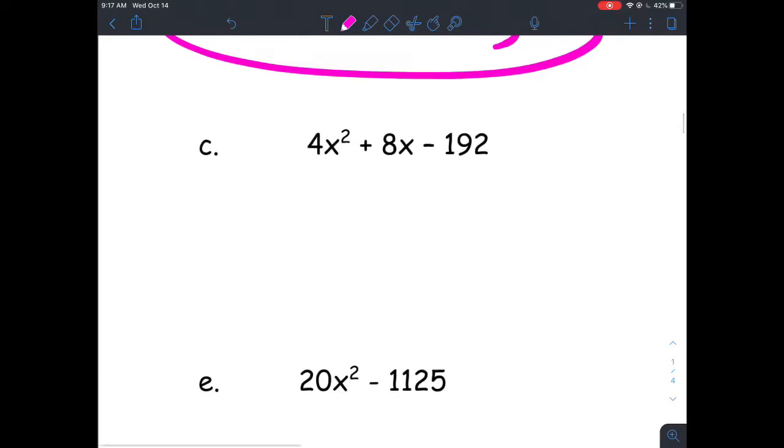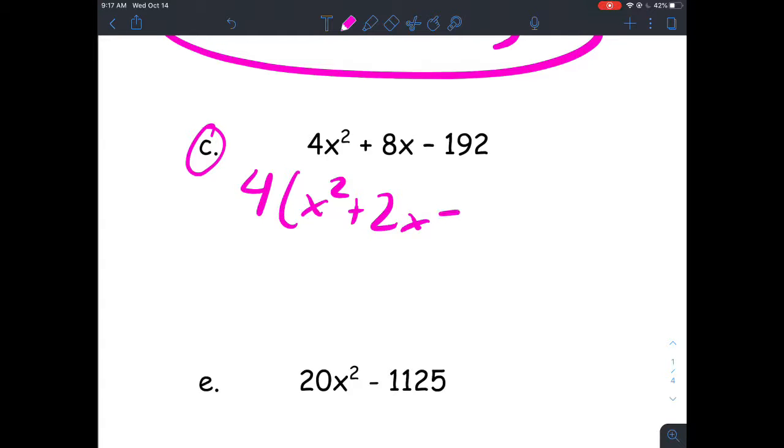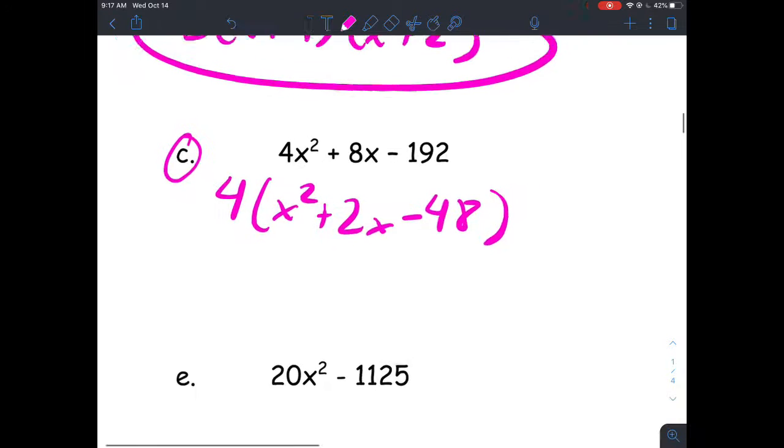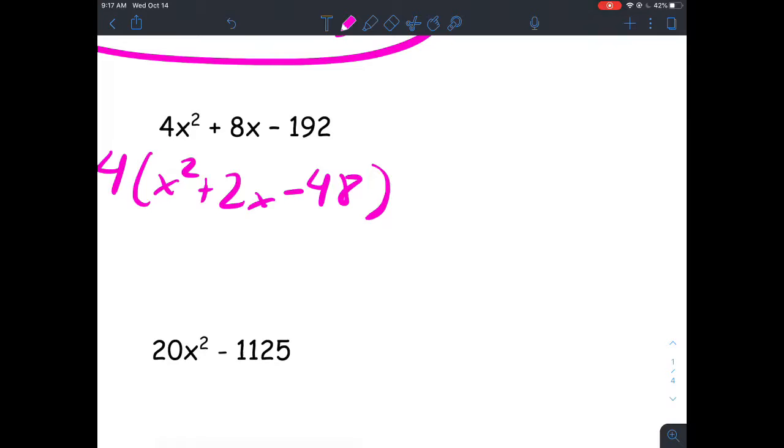All right, I want you to go ahead and try this one out. So let's go ahead. We're going to factor out a 4. So you get x squared plus 2x minus 48. All right, so we've got to write out factors of negative 48, right? We need to factor this trinomial.